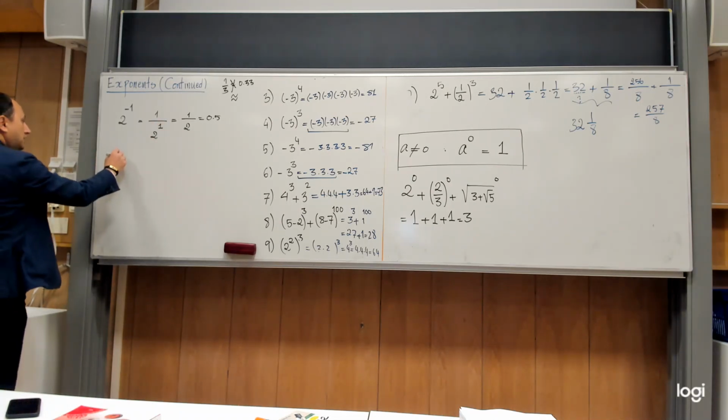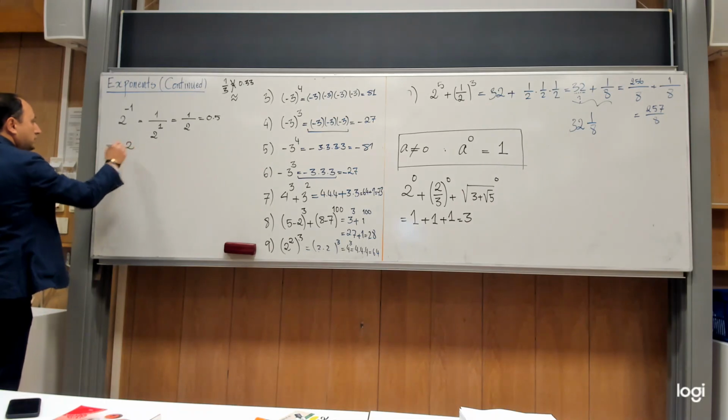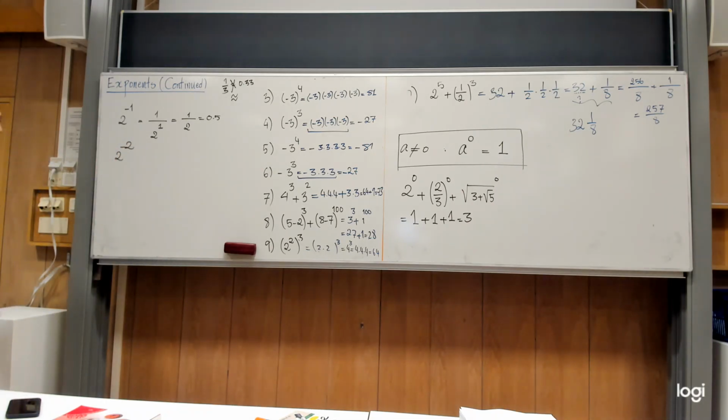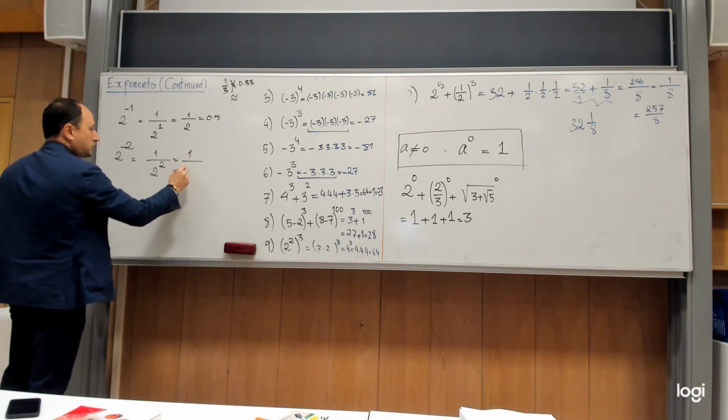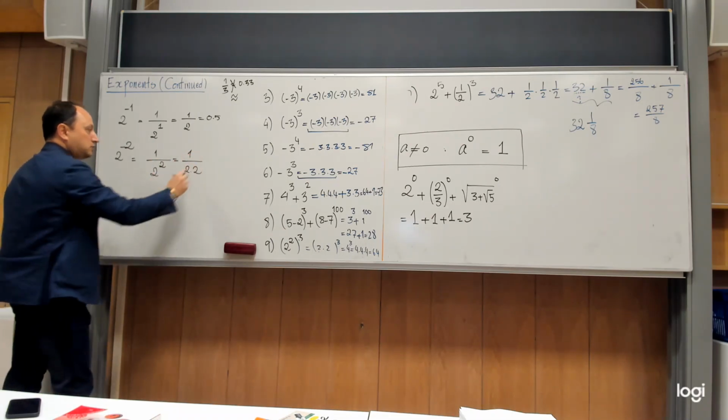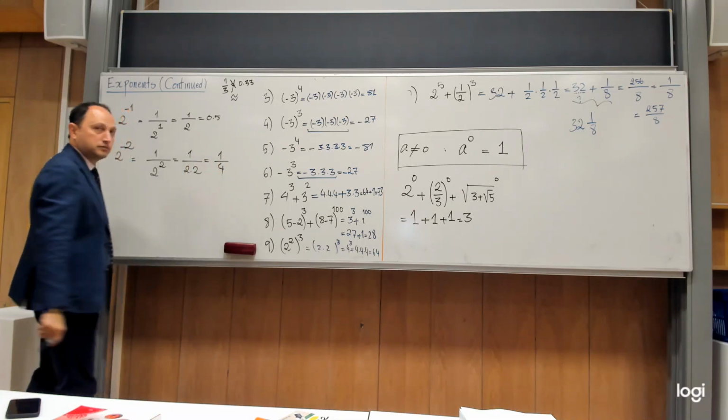So here, if I give you 2 to the power of -2, what would be the answer? It would be 1 over 2 to the power of +2. So you already know what to do with this. It is 2 times 2, so it becomes 1 over 4.